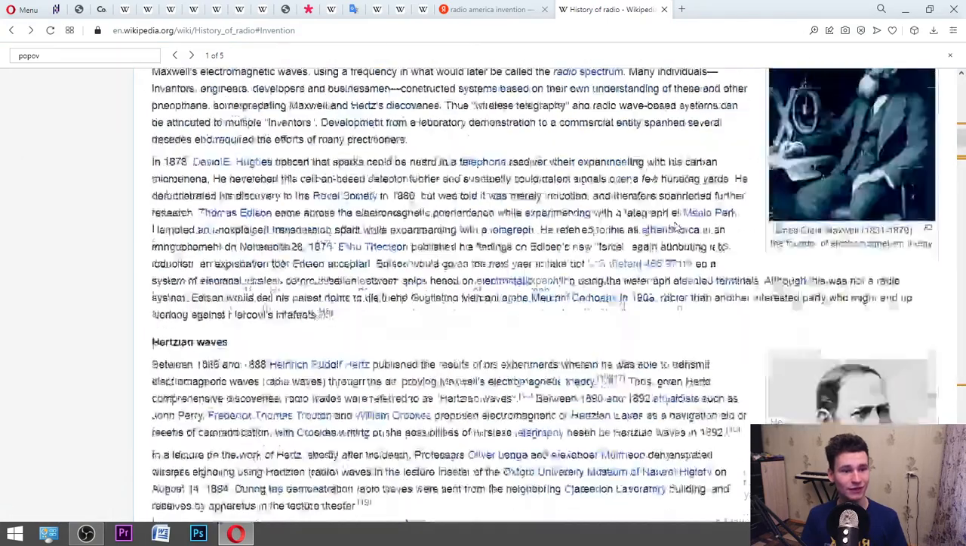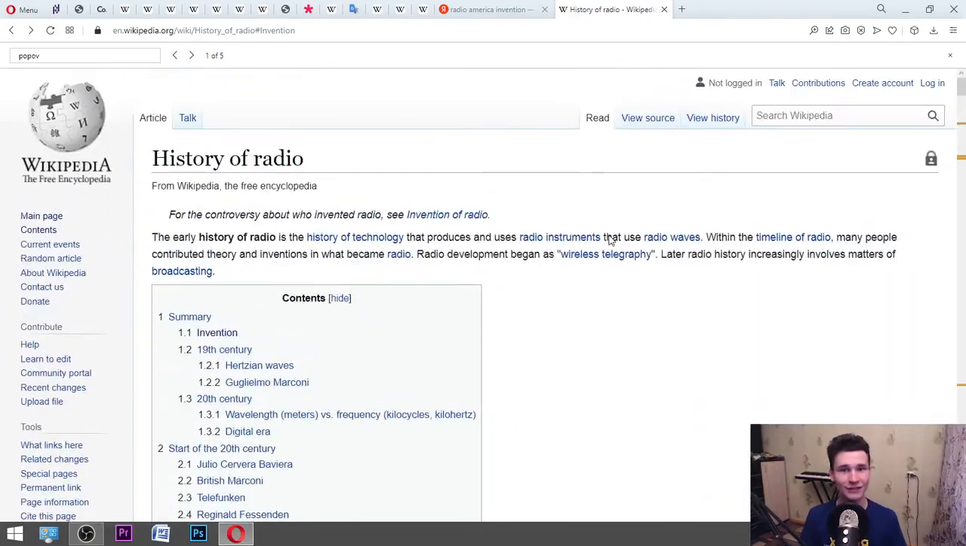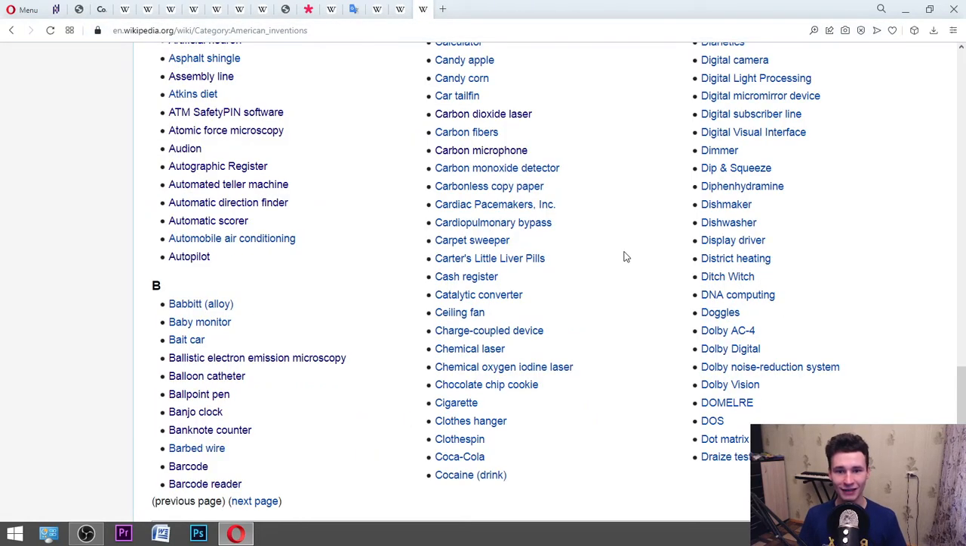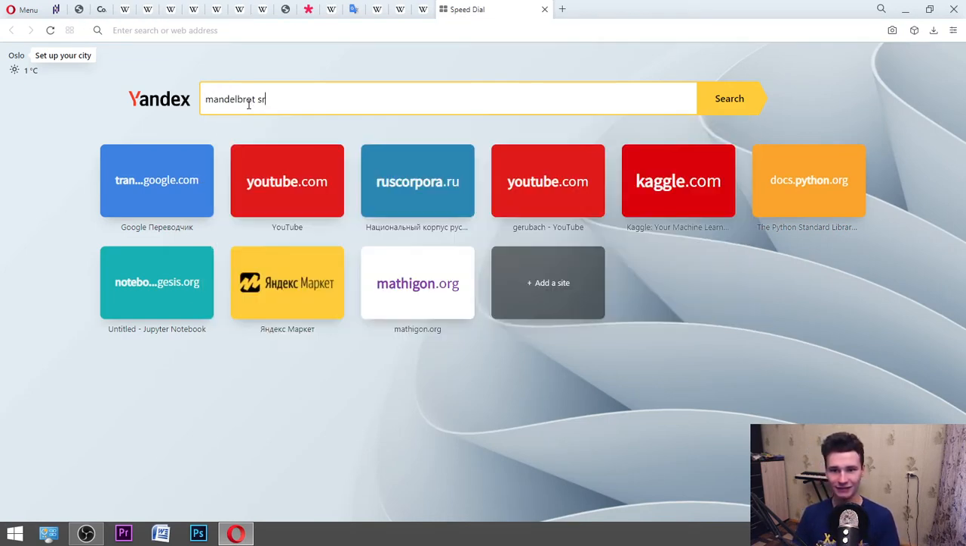Oh, nice dude, by the way, I remember this portrait in my school book, it was interesting. Yes, and also James Clerk Maxwell, he is in electromagnetism and electrodynamics as Mandelbrot is in complex numbers. And the Mandelbrot set, you can Google it. Let's take a look.